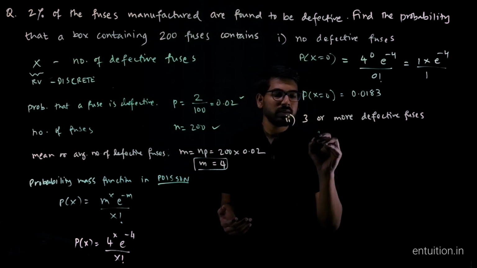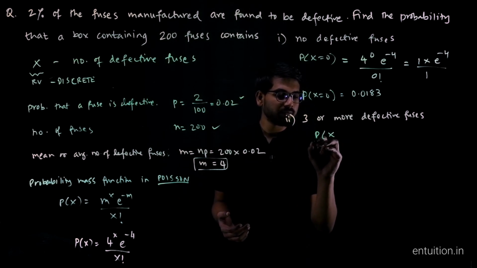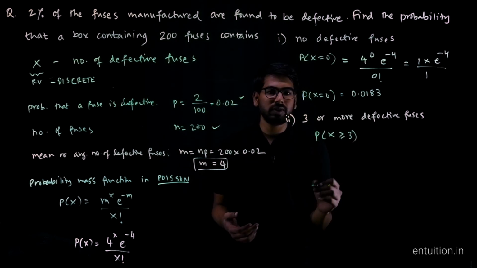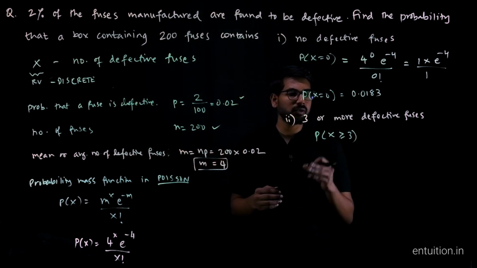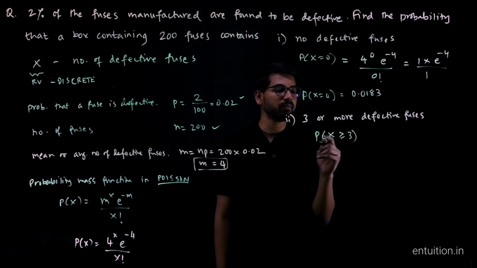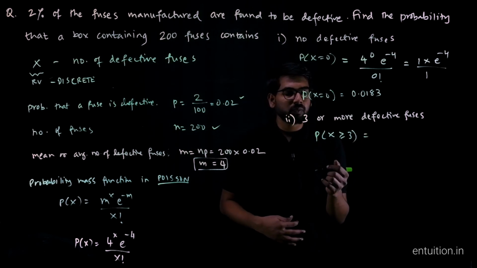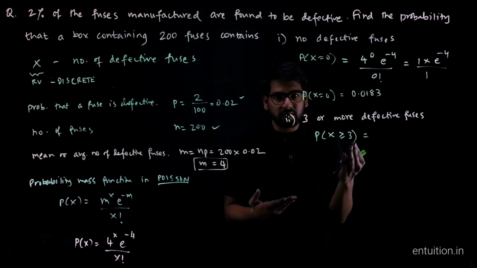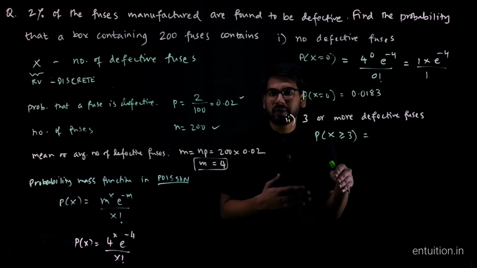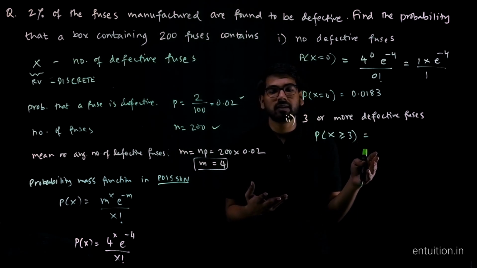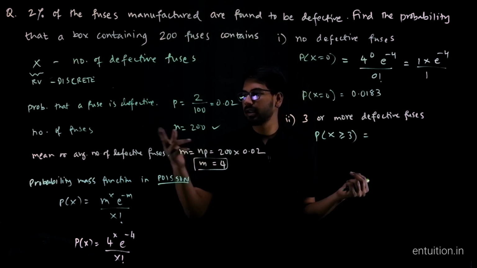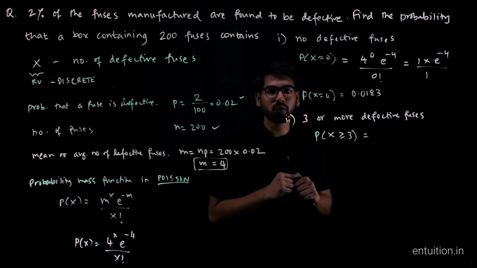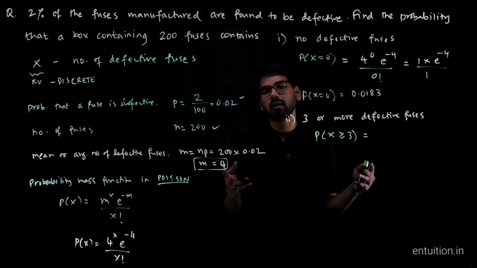So 3 or more means probability of x greater than or equal to 3, right? Because x is the number of defective fuses. So 3 or more defective means x is greater than or equal to 3. This is nothing but probability of x equal to 3 plus probability of x equal to 4 plus probability of x equal to 5 plus probability of x equal to 6, like that till 200, because n is 200. We are experimenting with 200 fuses. So that will be a long sum to solve.